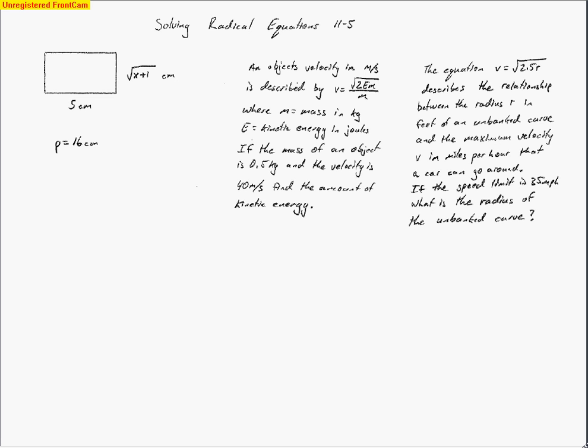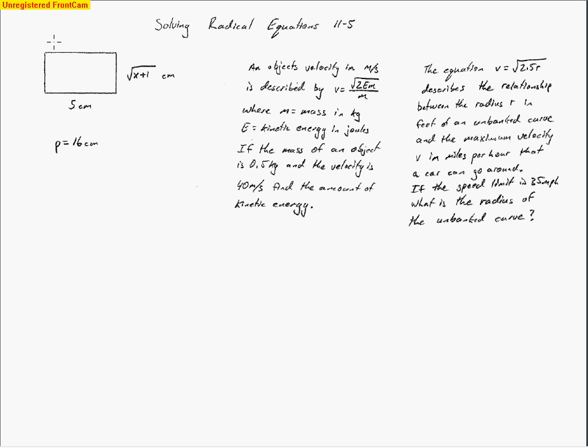Today we are going to be solving more radical equations. Let's take a look at our first problem. This is going to be similar to some of the problems that you'll end up seeing, where they give us the perimeter equals 16 centimeters. We've got a length here of 5 centimeters and a length here of the square root of x plus 1 centimeters. What they want us to do is solve for x.